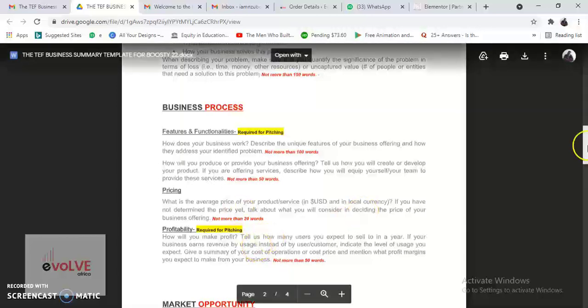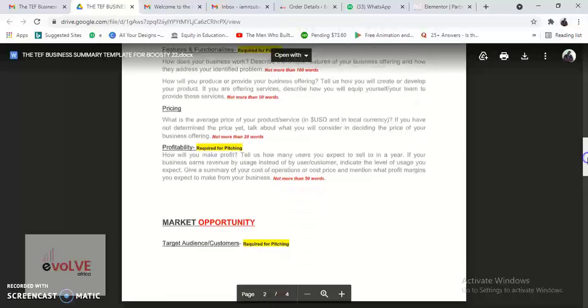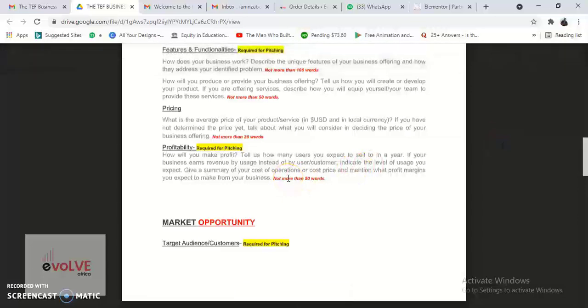Profitability, of course, the Tony Elumelu Foundation funds only profitable businesses. So here, how do you make profit? You can go on to talk about different ways you can make profit. It could be by direct sales, by subscription, by leasing and all of those things. And I hope you have learned that during your training somehow. But if not, that's what they're asking you here. Tell us how many users you expect to sell to in a year.